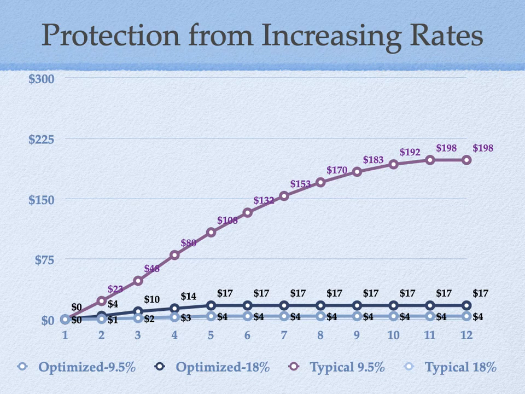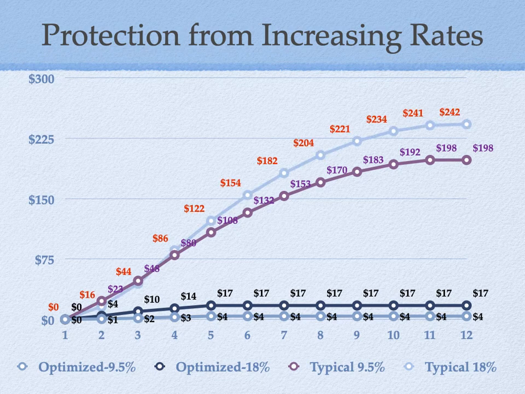This is the principle which is being used when you create your optimized average daily balance. The top line represents the typical way we manage our debt. When the interest rate has increased to 18%, the interest cost has risen by $242. The purple line represents the typical interest rate at 9.5%. We pay an additional $198 in interest. So just by optimizing your average daily balance, you've protected yourself from rising interest rates. You're locking in the ability to save additional dollars and pay off loans faster.